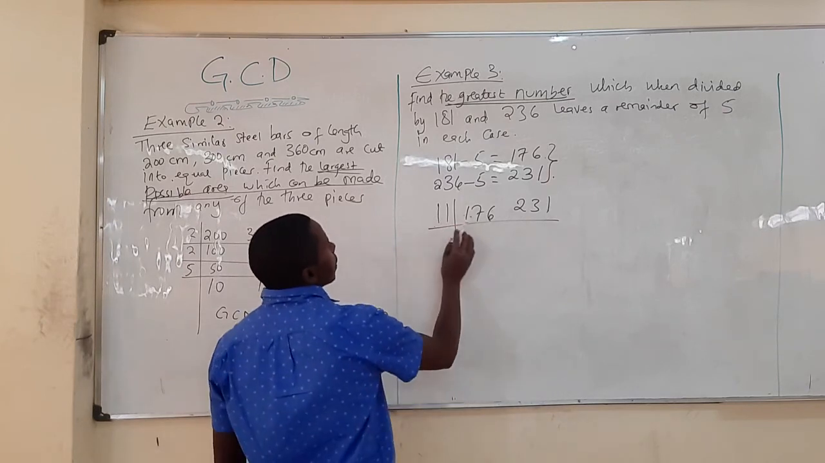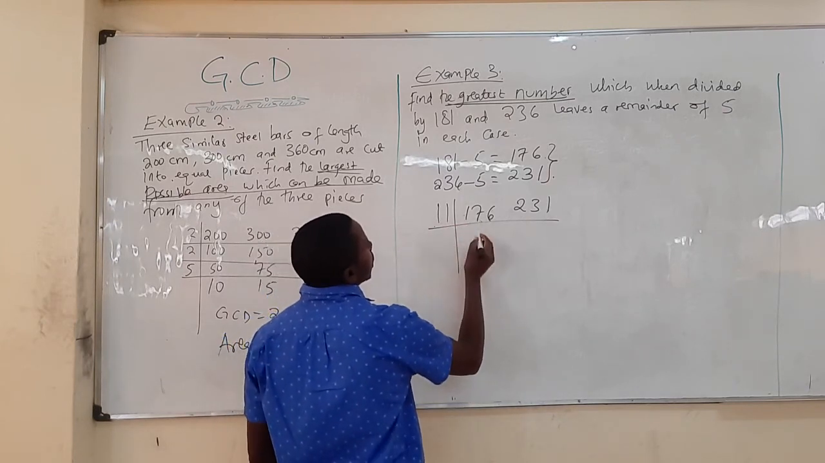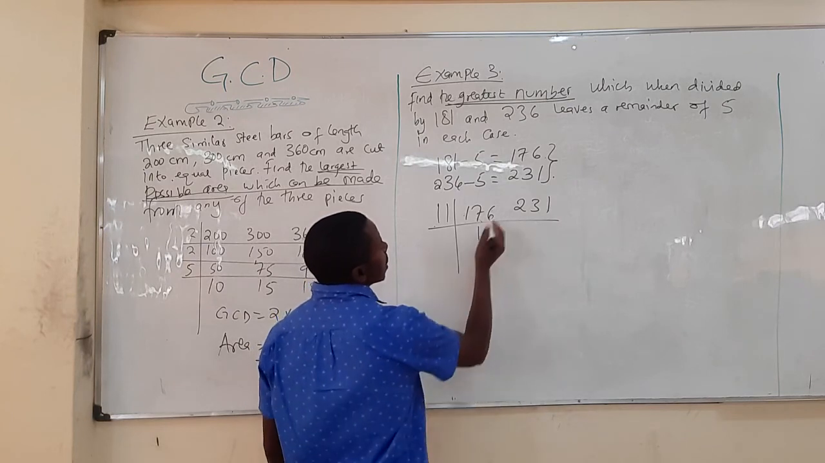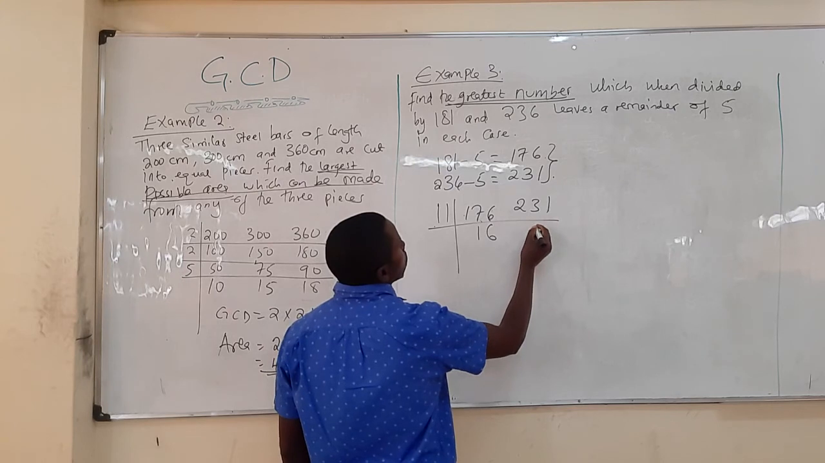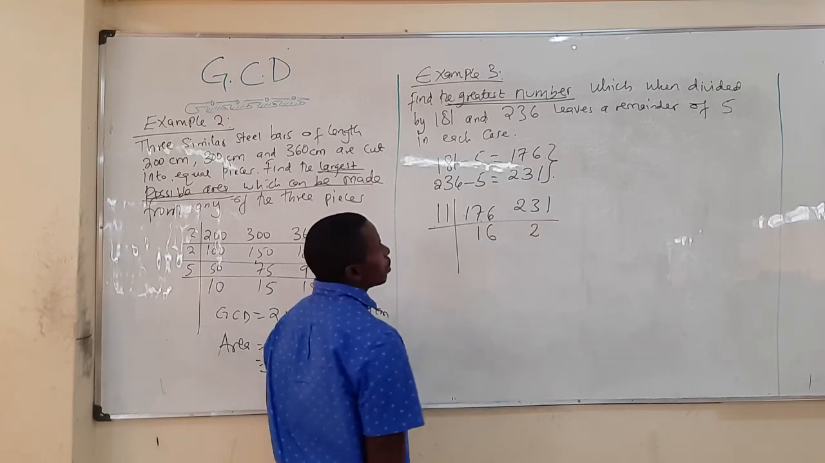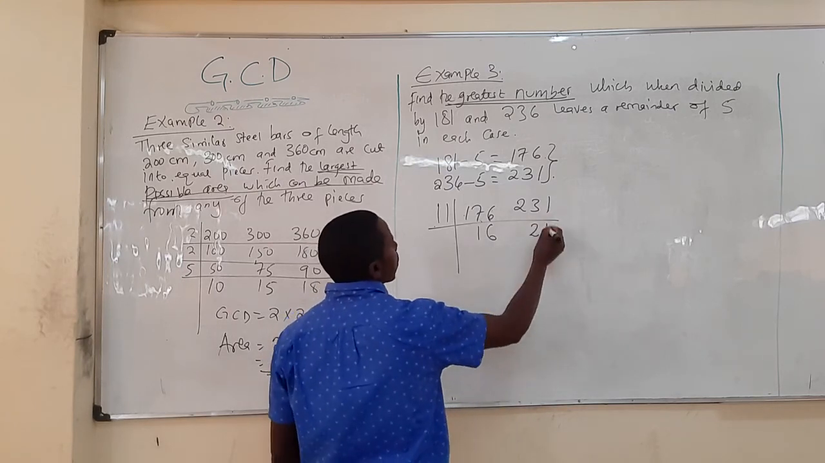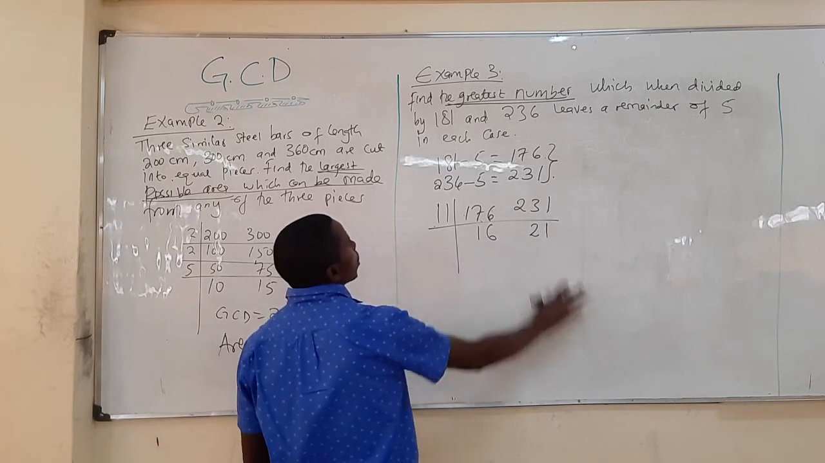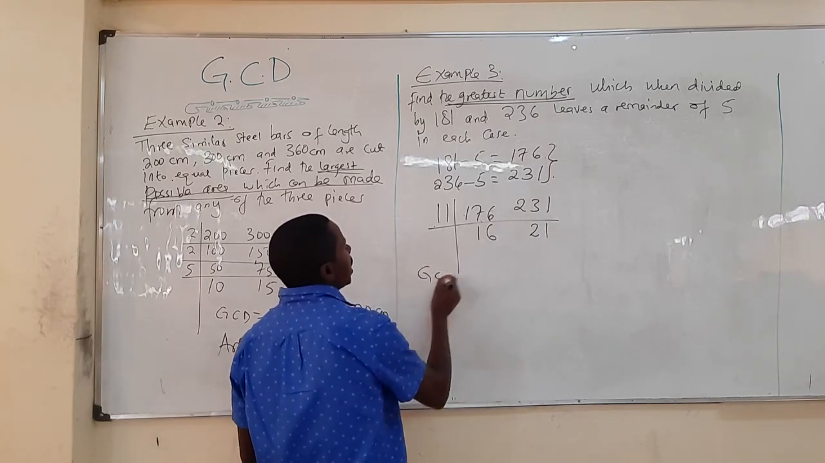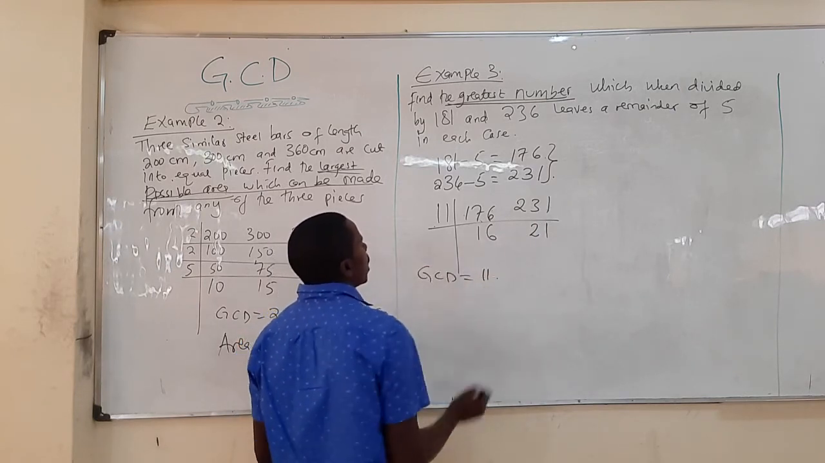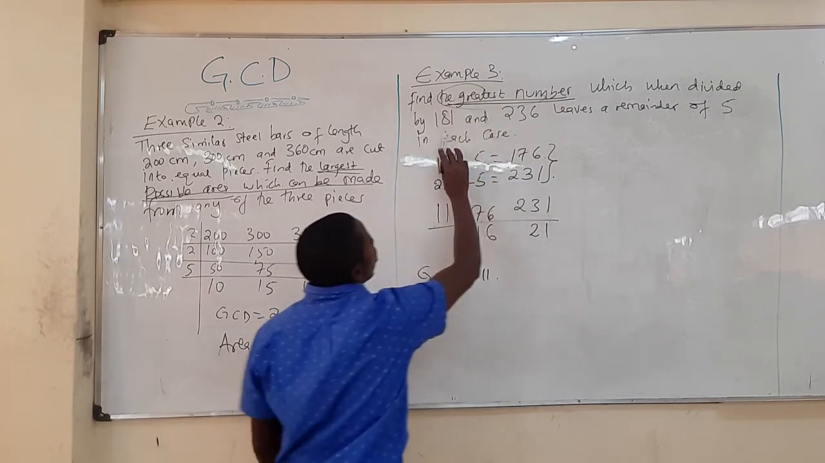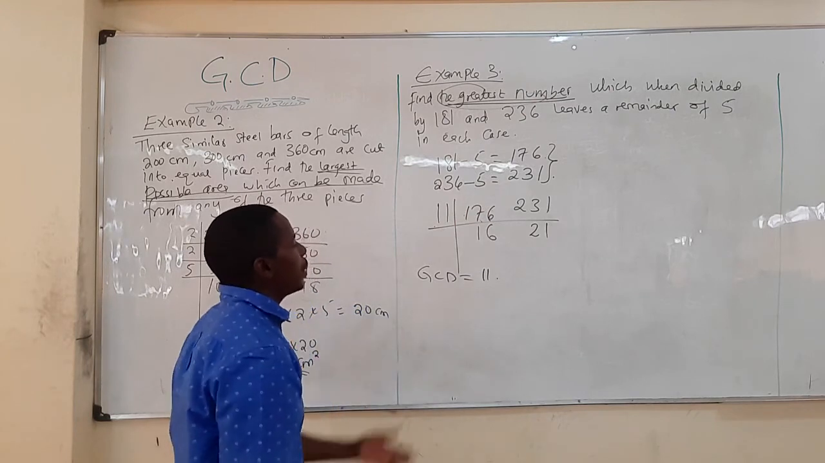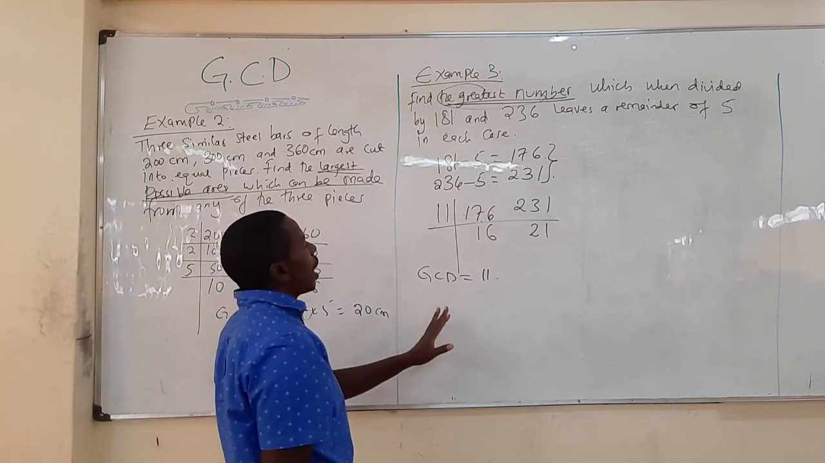So 176 divided by 11, you get 16, and 231 divided by 11, you get 21. Then there is no other common factor between 16 and 21. So our GCD in this case is going to be 11. So 11 is that greatest number that you can divide into 181 and 236 and the remainder is going to give you a 5.